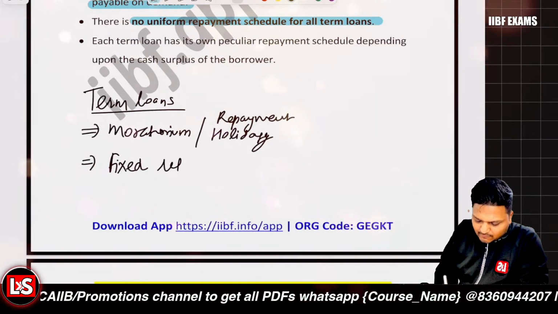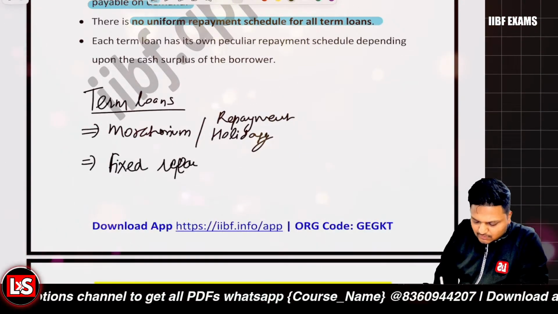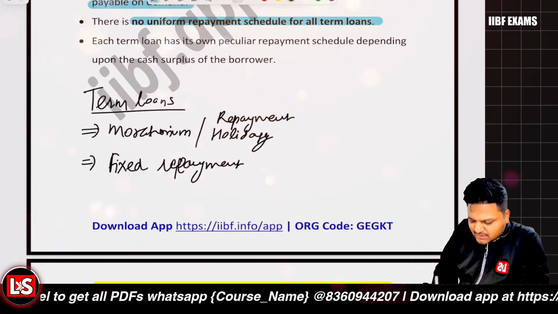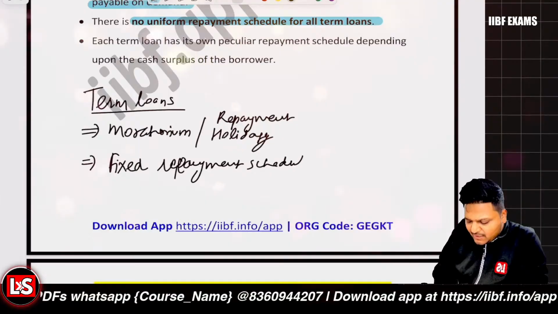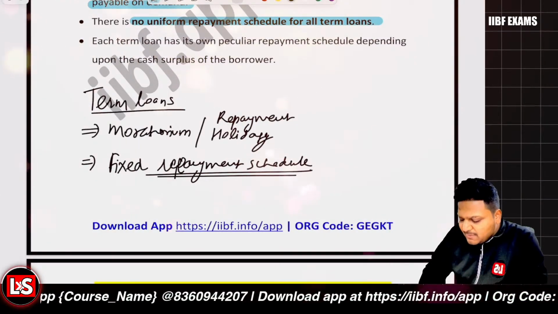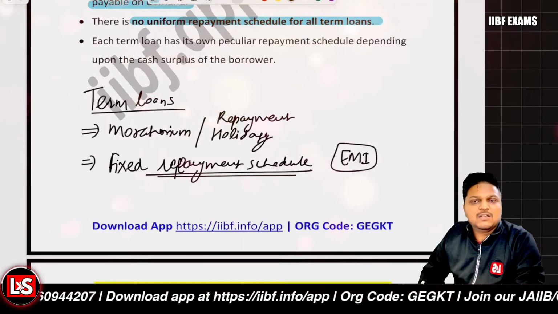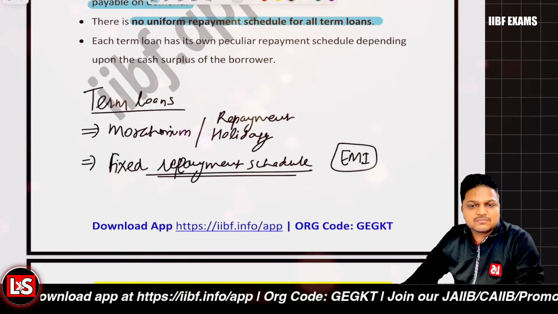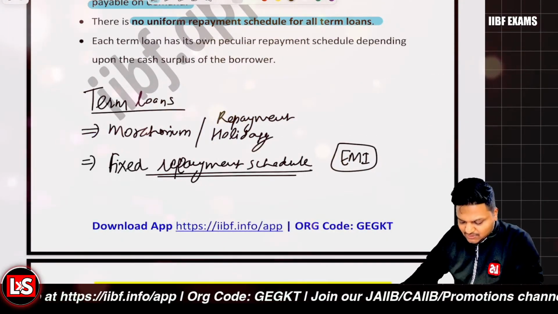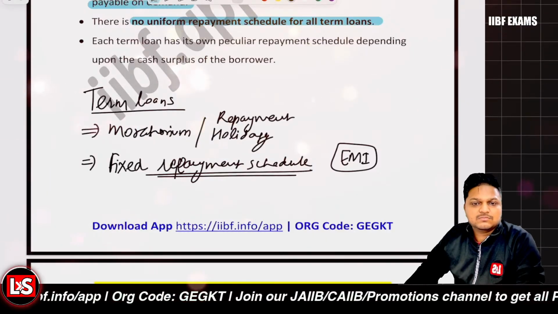There is a fixed repayment schedule as per which the payment is to be made, and the EMI is to be paid. EMI is inclusive of interest and the principal component, right? So that's about the term loan.